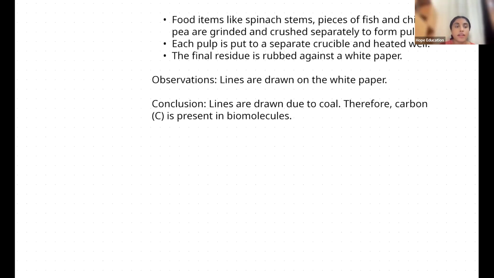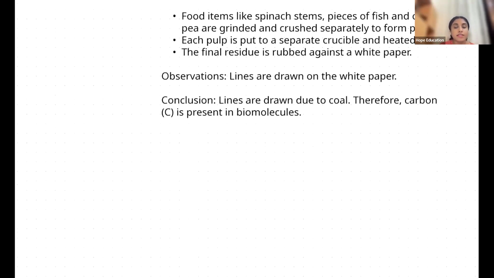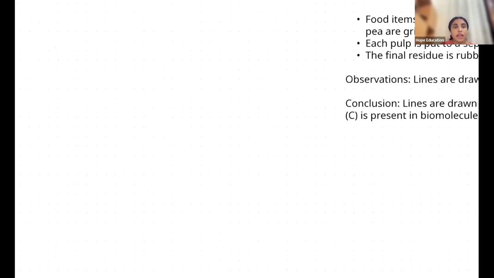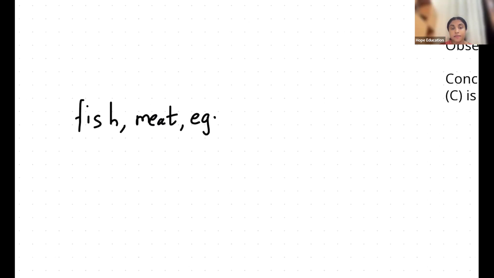Right? So what I do is I'm gonna take some food items. Like I can take some pieces of fish, some pieces of meat. Then I can take some egg white. So I take this food. If it's the egg white, I can just directly take it. But if I'm taking fish or meat, I have to crush or grind it well with some water and then filter the solution.